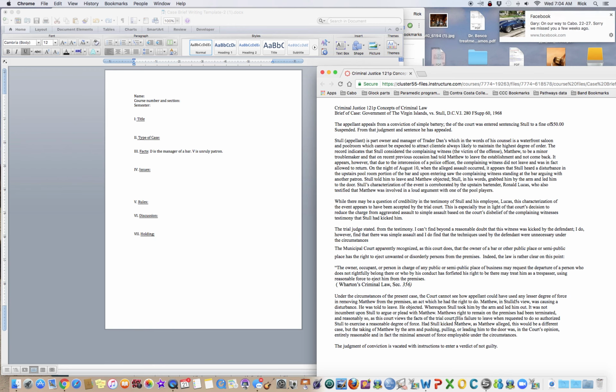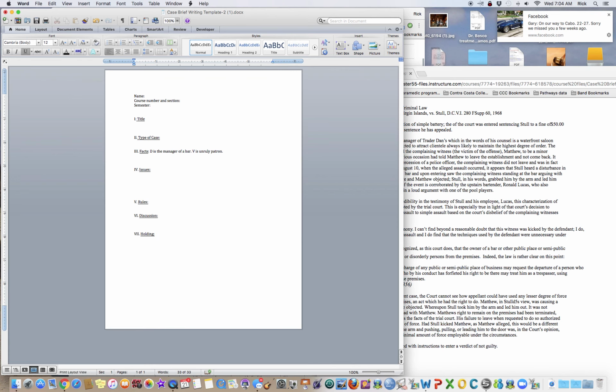This is a long answer. You could cut it down, make it shorter. The holding is, translation, disposition. And under disposition, what we mean is what happened with the case.